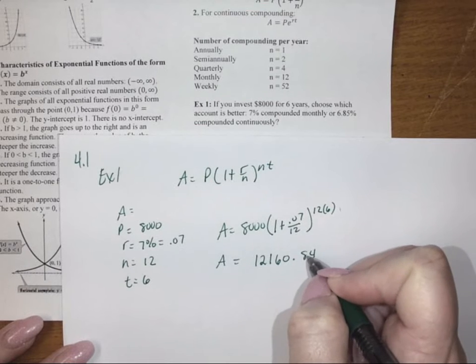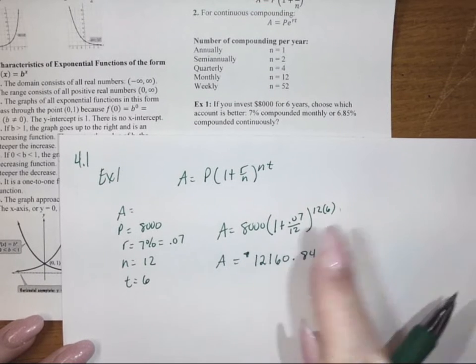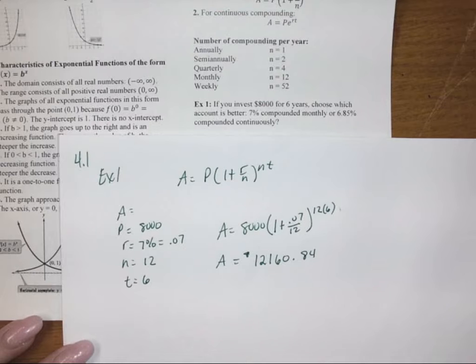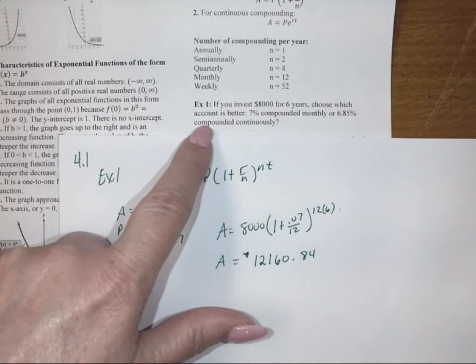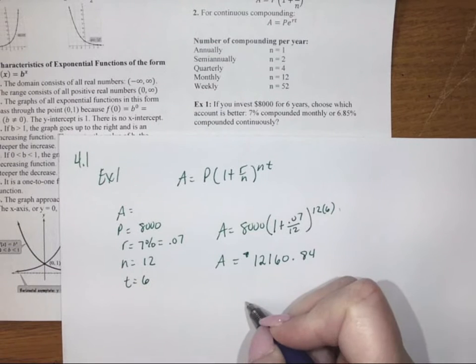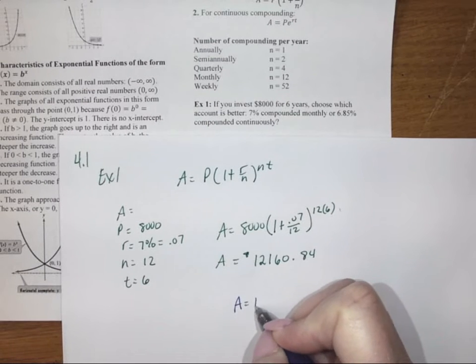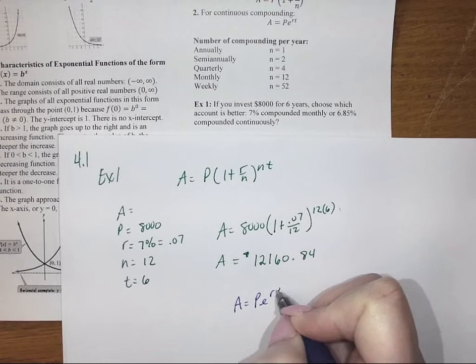So this will find that we have 12,160.84. So this is option 1. We also need to look at the second option. The second option was 6.85% compounded continuously. So here we have A is equal to Pe to the rt.